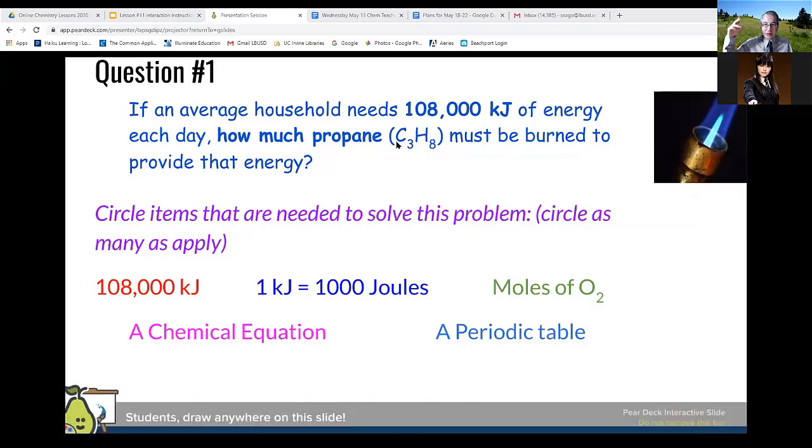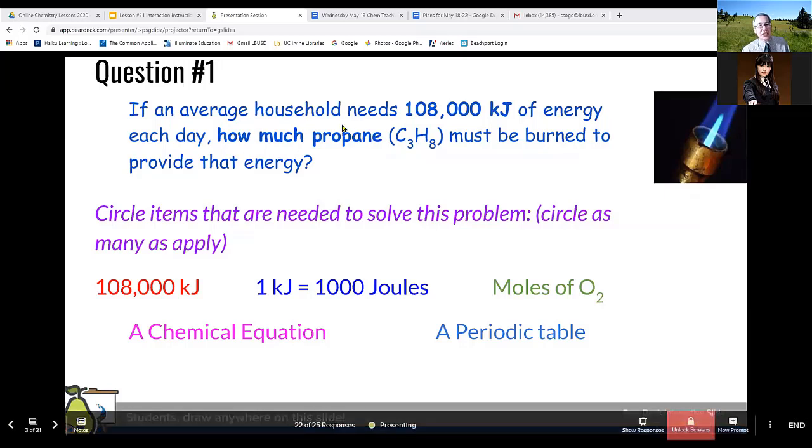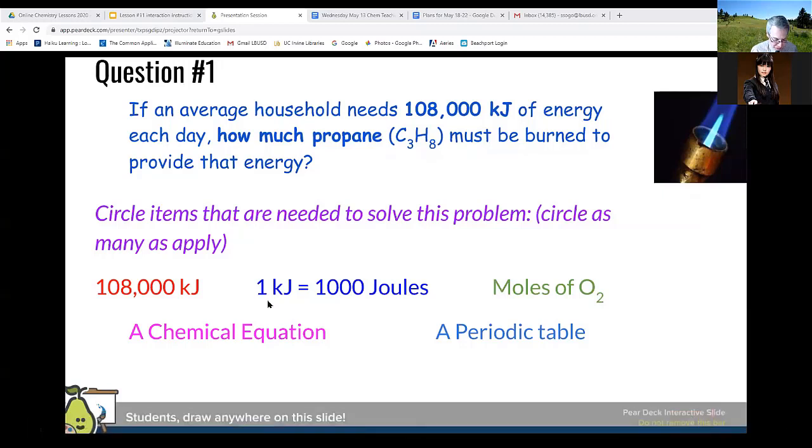Maybe it's expressed in moles, maybe it's expressed in grams, maybe it's expressed in liters. This is a vague question, how much propane? Therefore, there are multiple ways of answering it. We'll go and see 3 different ways of answering this question. They require different tools. We can do them all with dimensional analysis. All right, let's go forward.